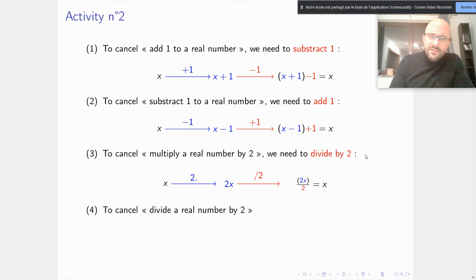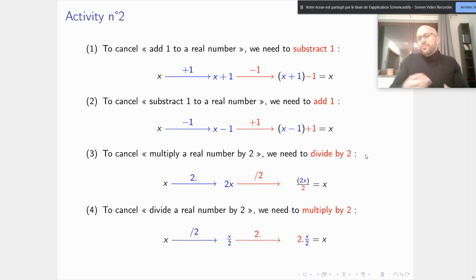And what about dividing by 2? What cancels that? It also seems obvious and trivial that we only need to multiply by 2. So let's take x, we divide it by 2, it gives us x over 2, and if we multiply this result by 2, it gives us, of course, x. So that was it for the four elementary operations. They were pretty easy because there was only one operation at stake.